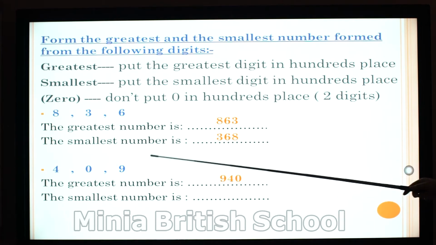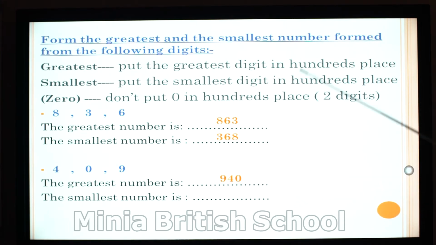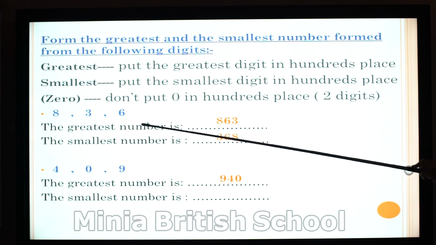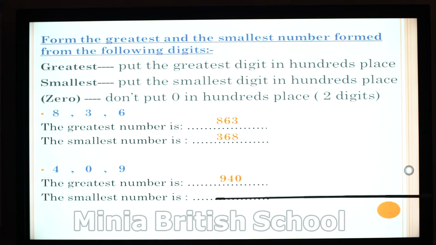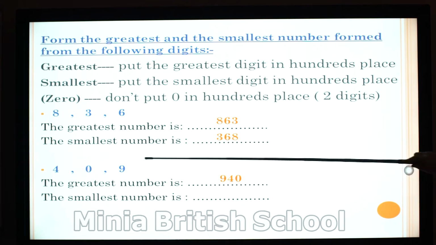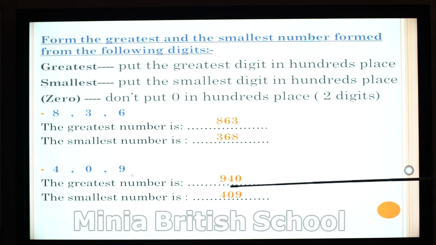Smallest number. Here 4, 0, 9. 0 is the smallest digit. I know, but you can't put 0 in the hundreds place because it will be cancelled. So you have to put 0 between two digits. You have to start with the smallest one. Which is the smaller digit, 4 or 9? It's 4. So you have to write 4, 0, and 9, 409.